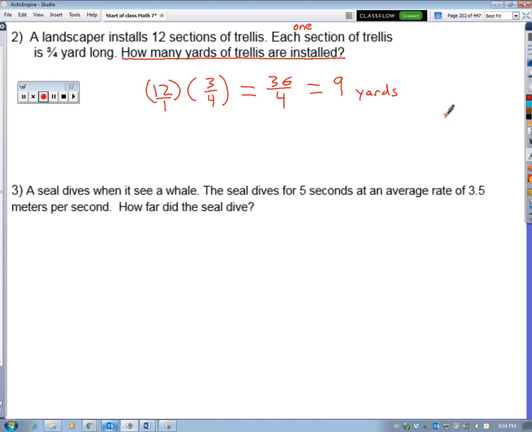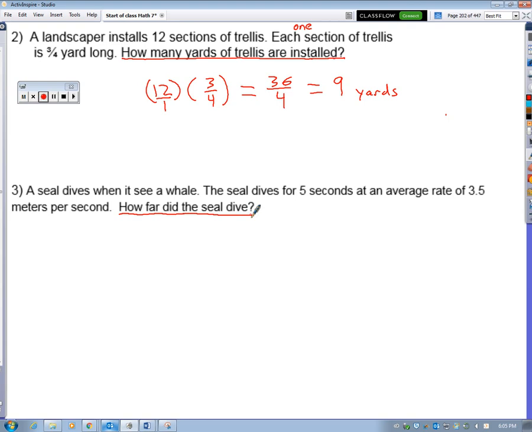Alright, let's take a look at number 3. A seal dives when it sees a whale. Okay, that's a good thing. Seals don't like to be eaten, so I'm glad that seal is diving. So picture that, a seal diving, swimming away from a whale. The seal dives for 5 seconds at an average rate of 3.5 meters per second. How far did the seal dive? So we're trying to find out how far it went.